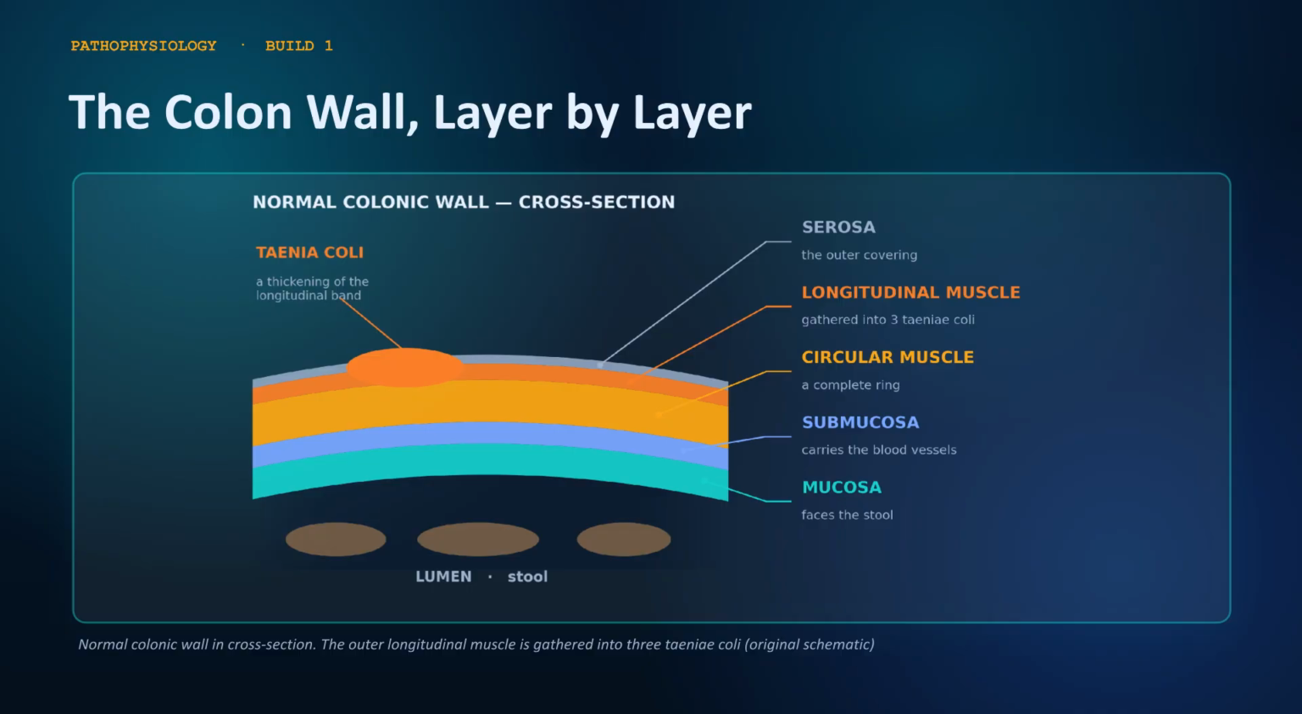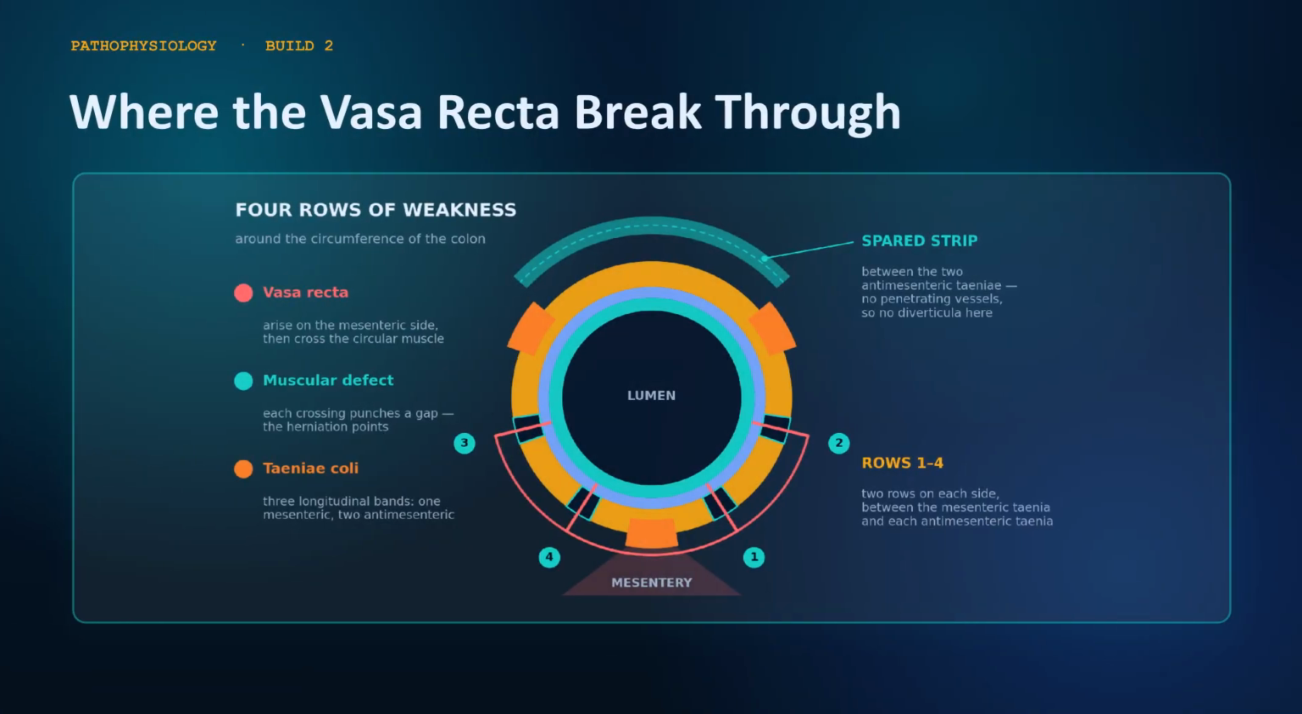Hold those layers in your head, because in 2 slides, only 2 of them are going to make it through the wall. Now the key anatomic fact. Blood for the mucosa cannot come from inside the lumen. It has to cross the muscle. Follow the arteries in this drawing.